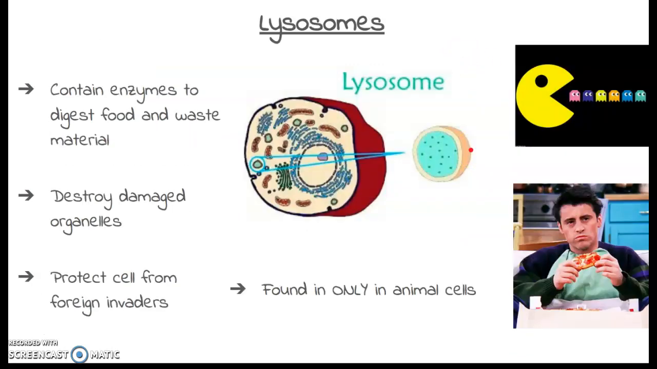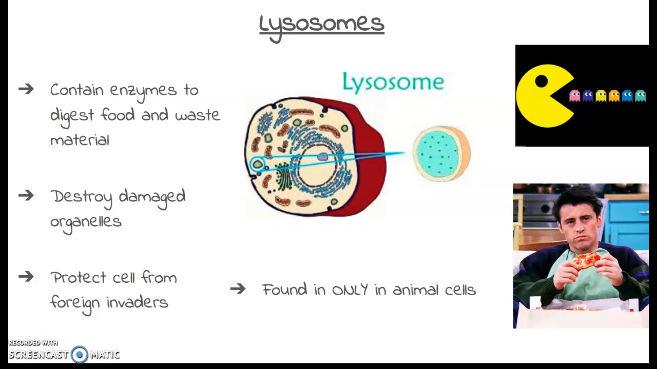So moving on, we have lysosomes. Now this is another one that's only found in one of the cells. It's only found in animal cells. So plant cells do not have lysosomes. Now what these do is these are little organelles that contain enzymes that help digest food. So enzymes are little chemicals that are almost like acidic chemicals that help with digestion.